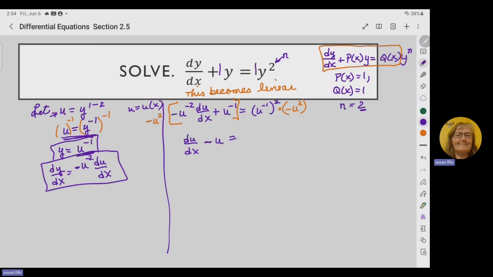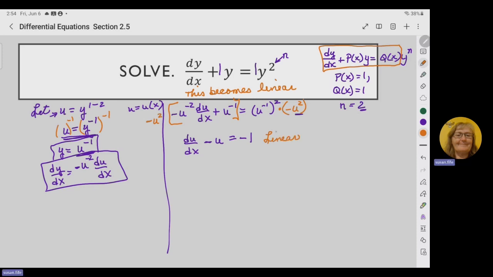On the right side of the equation, u to the negative 1 squared is u to the negative 2. When you multiply that by u squared, those u's will drop out. It'll give you u to the 0. And so really I just have 1 times negative 1, which is negative 1. So this equation is linear.